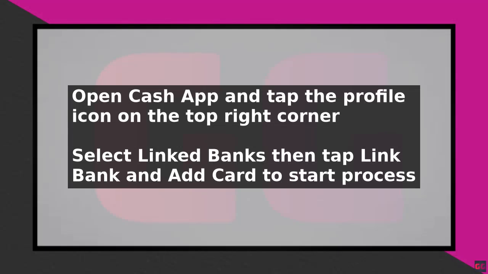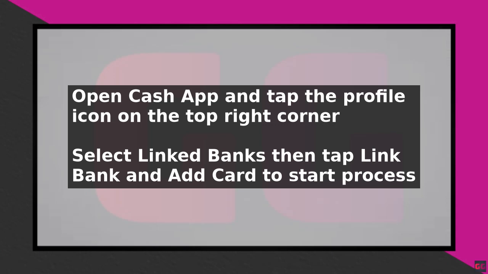To add an EBT card to Cash App, start by opening the Cash App on your mobile device. Tap the profile icon on the top right corner of the screen. Then select Linked Banks. Tap Link Bank. Then select Add Card. Choose the type of card you want to add. In this case, a government-issued card.